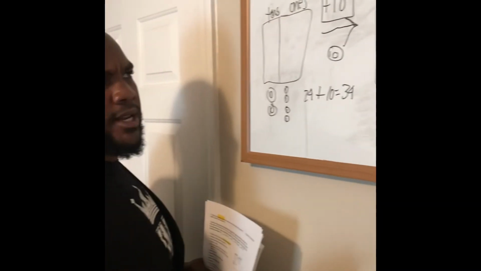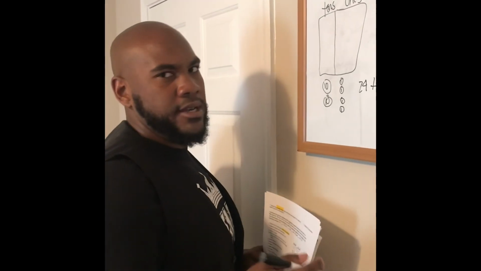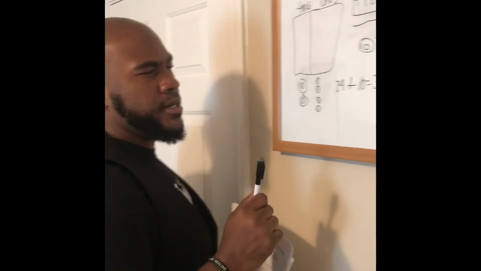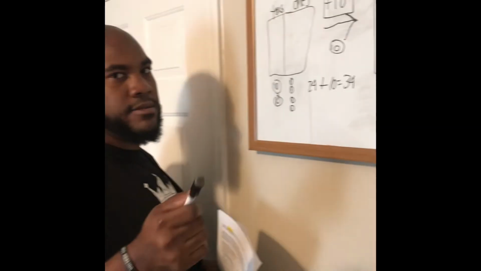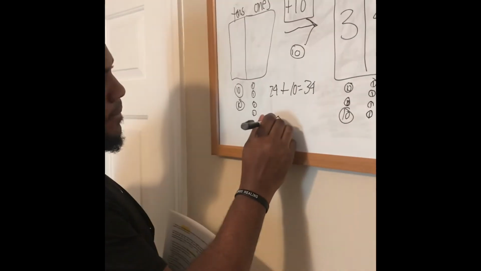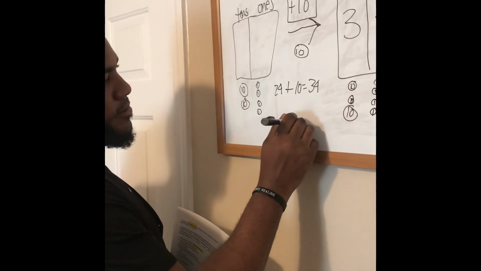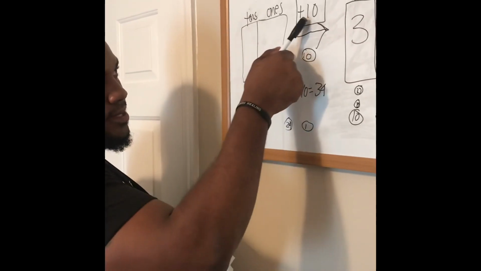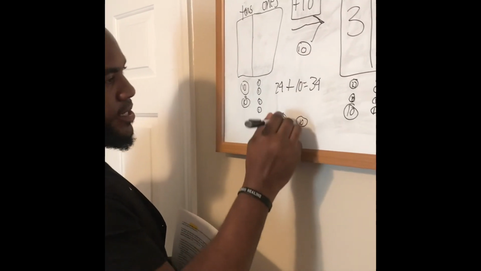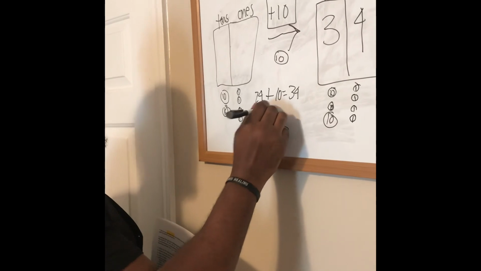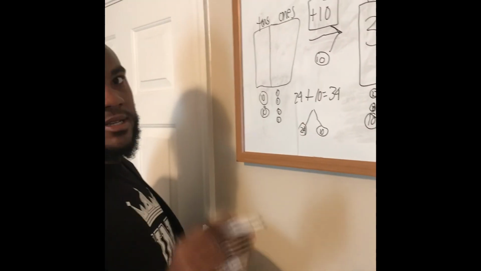And what's the other way that we can show the representation of our equation? Right, a number bond. So what is our first part? 24. And what is our other part? 10, because we're adding 10. And what number did we get when we added 24 and 10?